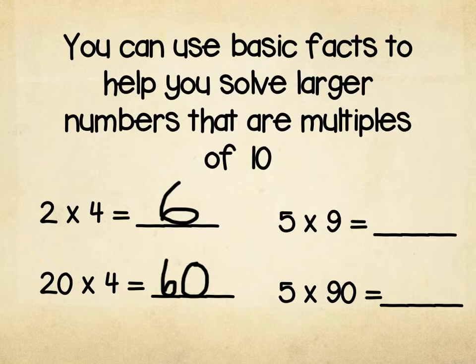Let's try another one. 5 times 9. You could solve that by counting by 5s 9 times or doing the finger trick for 9s. But I know that 5 times 9 is 45. All right, now let's look at the multiple problem. If I pretend the 0 is not there and I cover it up, then I have my 5 times 9 problem again. And 5 times 9 we just figured out was 45. And then 5 times 0 would be 0, so I'm going to add a 0 to the end. 450.